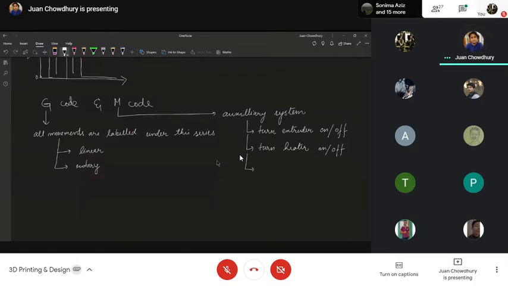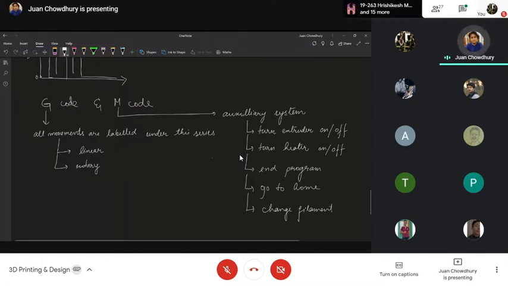So further instructions can be: end program, go to home, change filament, etc. So M codes are for auxiliary systems, which might differ from 3D printer to 3D printer based upon capacity. But G code is essentially trying to make movement for the X, Y, and Z stages.